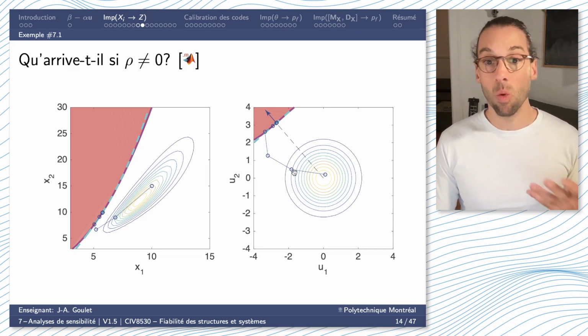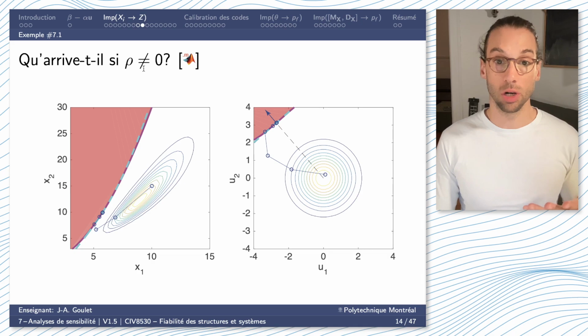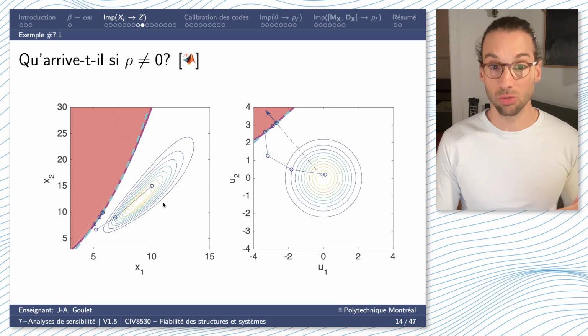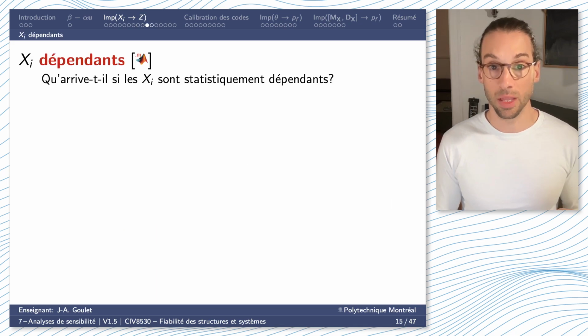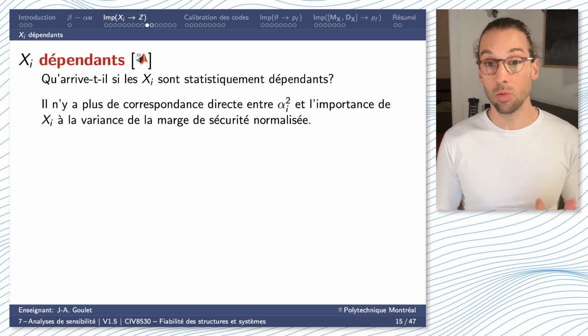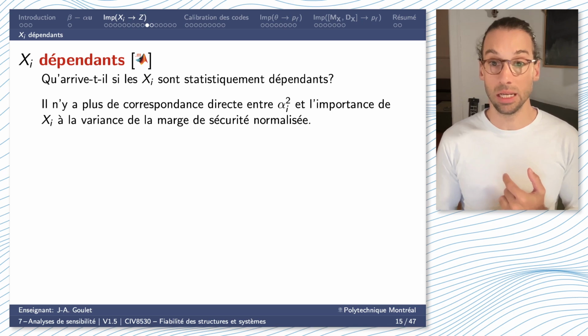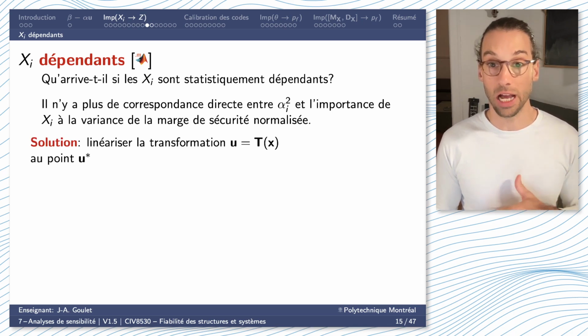However, what happens now if the correlation coefficient between my variables is not zero, where we have strong dependency between x1 and x2? I cannot directly use the alpha vector anymore, because it's still going to be valid in the standard normal space, but it's not going to be valid anymore in the original space. So when my xi are dependent, what do we do? There's no more a direct correspondence between the alpha i squared and the normalized safety margin.